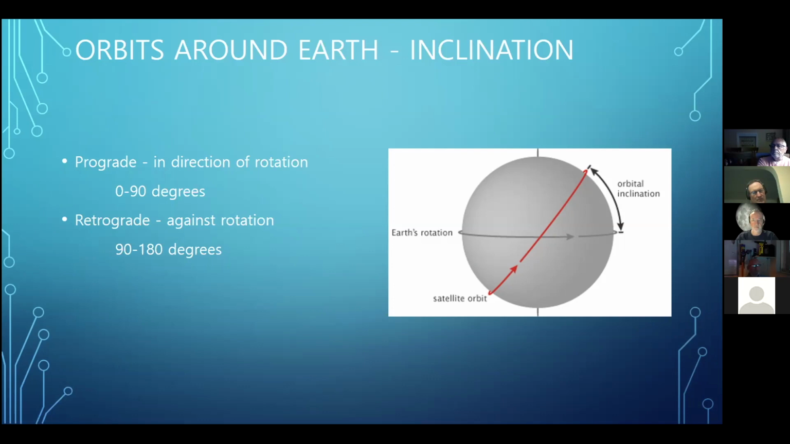The reason for that is because it is a lot cheaper to launch satellites in the direction of the rotation, because to have a certain orbit you need to have a certain speed. And if you can add Earth's rotation to that speed, right, it's a lot less fuel required.